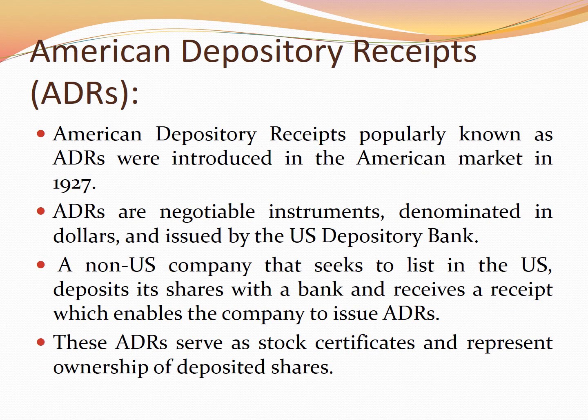The ADRs as such were introduced in the American market in the year 1927. ADRs are freely negotiable instruments denominated in dollars and issued by US depository banks. A non-US company which wishes to list its shares on the US stock exchanges must deposit its shares with a bank, known as a depository bank, and then receives a receipt which enables the company to issue ADRs. The ADRs are stock certificates which represent ownership of deposited shares.